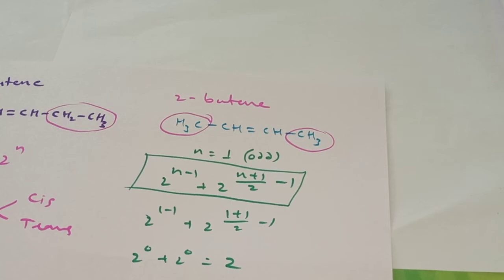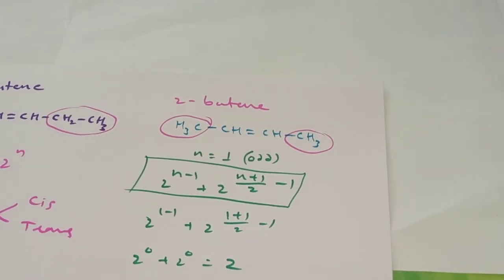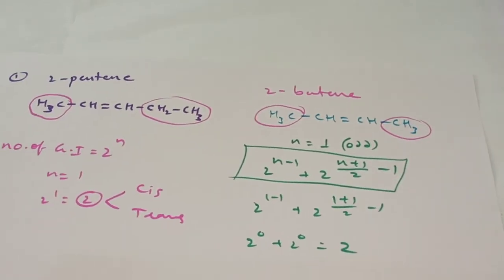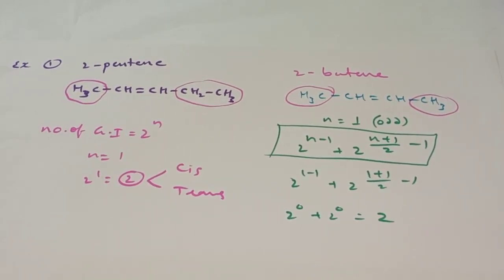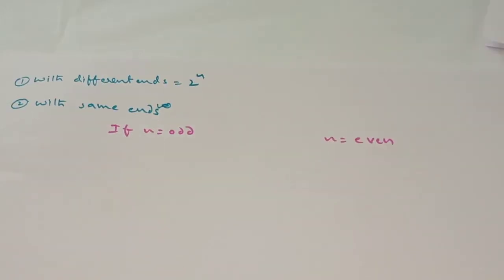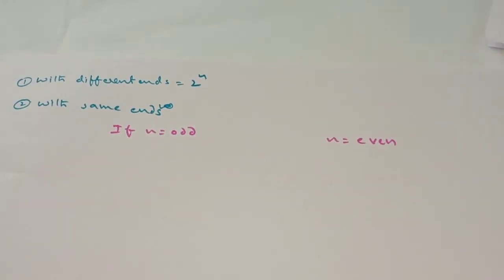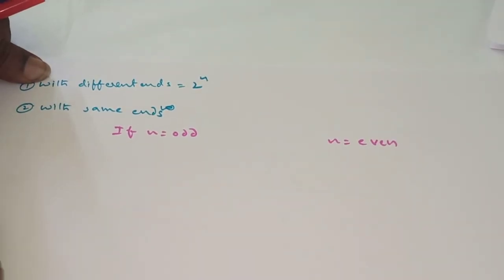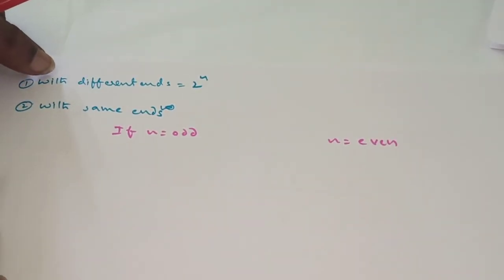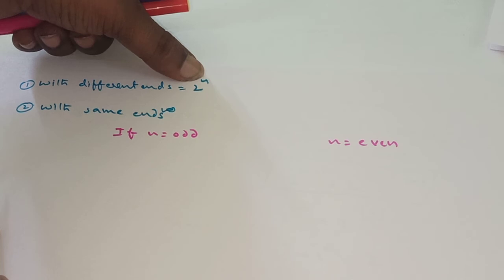Here I will give you some important information, after doing the calculations, on how to find the number of possible geometrical isomers with a different number of double bonds in both cases. If the terminal ends are different, the number of possible geometrical isomers is 2 to the power n, where n is the number of double bonds.